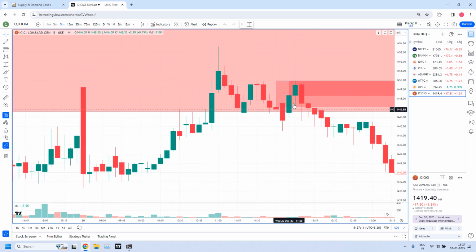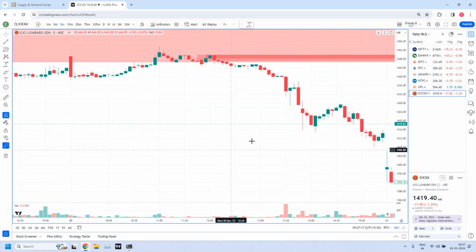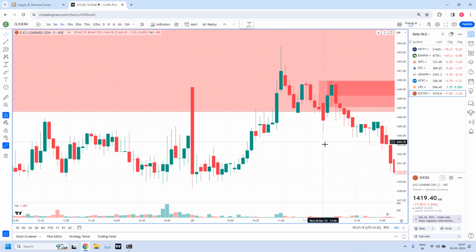Inside 15 minutes, this is a 15-minute zone. This 15-minute zone is inside the 75-minute high liquidity zone. And below that there is again a 15-minute zone. Of course, inside that we can fine-tune to a 5-minute zone also. And this has to be violated before prices enter into this zone.